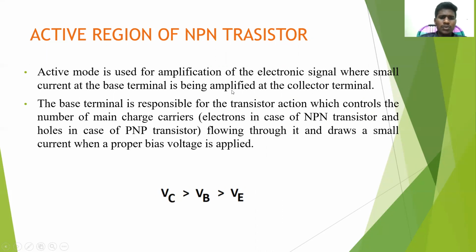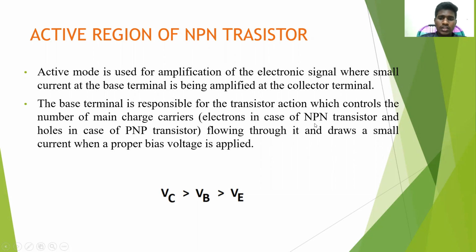Let's take the example of common emitter. Here we give the input current to the base terminal and the output current is at the collector terminal. The base terminal is responsible for the transistor action, which controls the number of major charge carriers, electrons in the case of NPN transistors and holes in the case of PNP transistors. As we have two n-type materials, the major carriers are electrons only, and we have only one p-type material, that is the base.